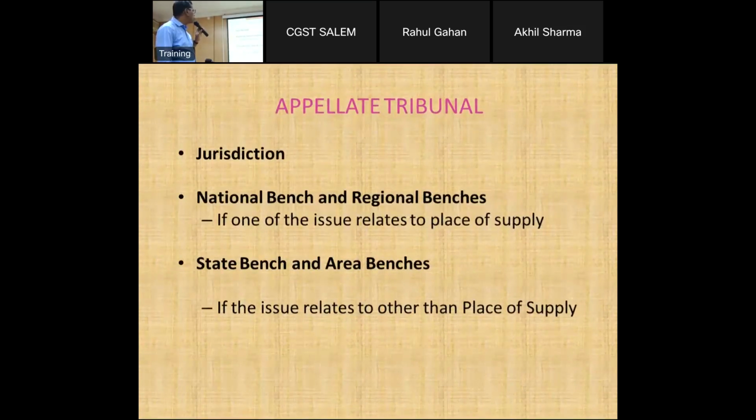And what is the jurisdiction? One issue relates to place of business, and another relates to matters other than place of business. If it relates to place of supply, then it is the national bench. If it is not about place of supply but some other matter, it goes to the state bench and area bench. Everything will be clear only when the tribunal is formed. Possibly the next council meeting is on 19th February at New Delhi. I don't know whether it will be online or in person. Hopefully it will be decided.